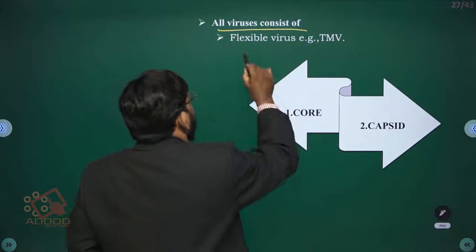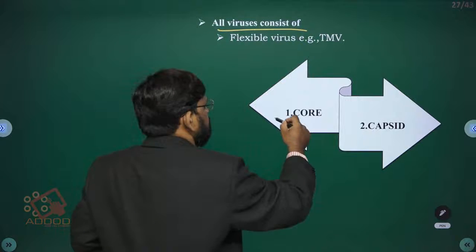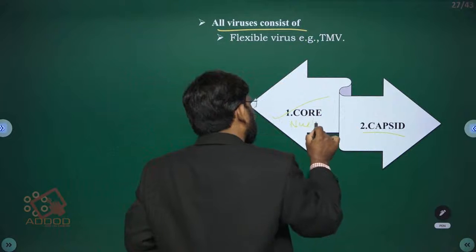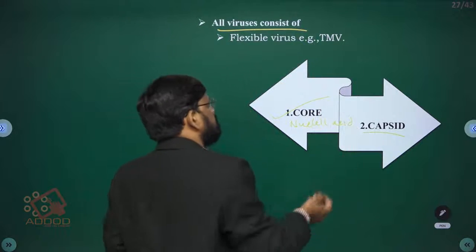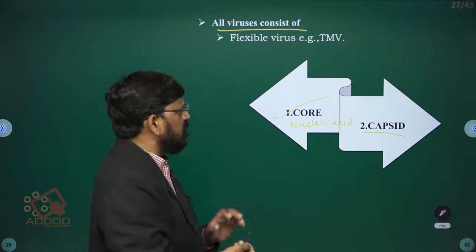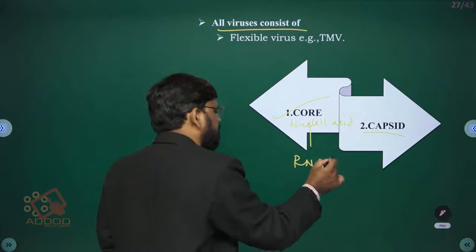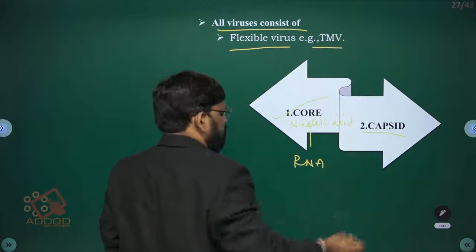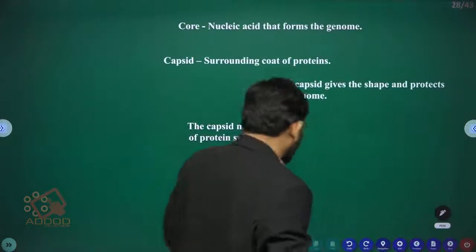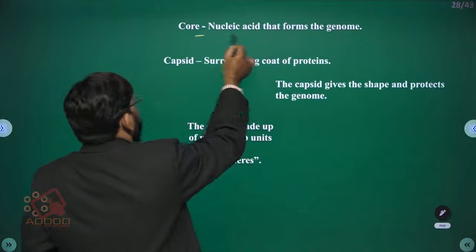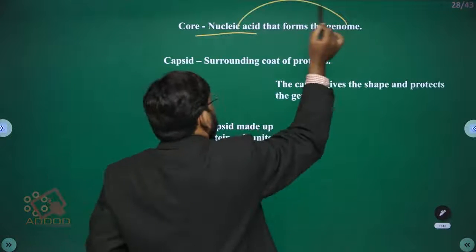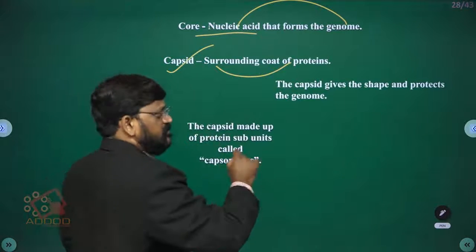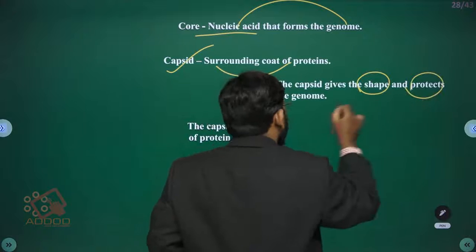All viruses consist of two things. One is the core, and the other is the protein coat called the capsid. The core is nothing but the nucleic acid. So all viruses are made up of nucleic acid and protein, and that nucleic acid is more commonly RNA. We can say viruses are ribonucleoproteins. And there are some flexible viruses, like tobacco mosaic virus, because of their capsomere arrangement. The nucleic acid forms the genome, and the surrounding protein coat is called the capsid. The capsid gives shape and protection to the genome.